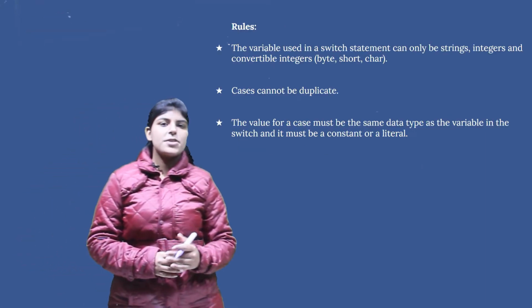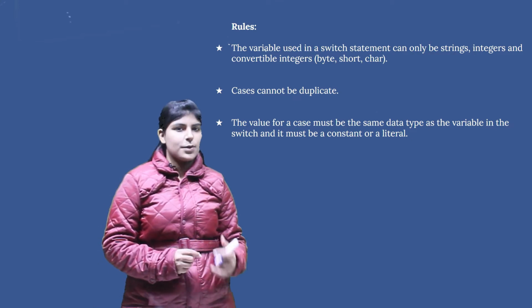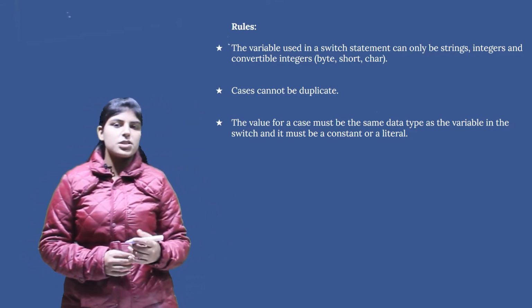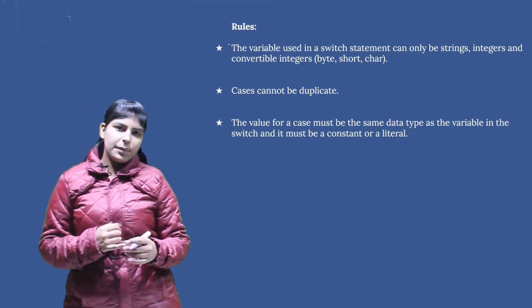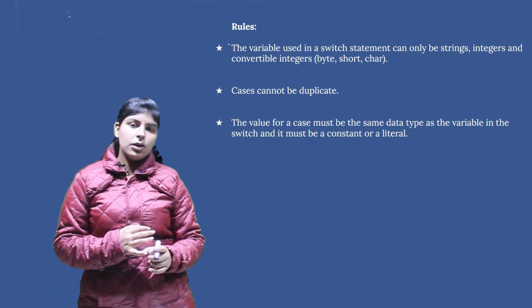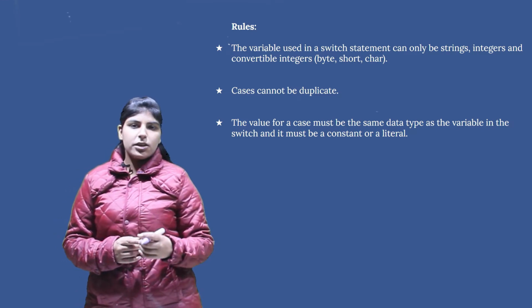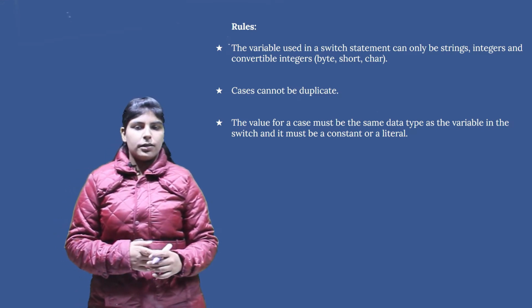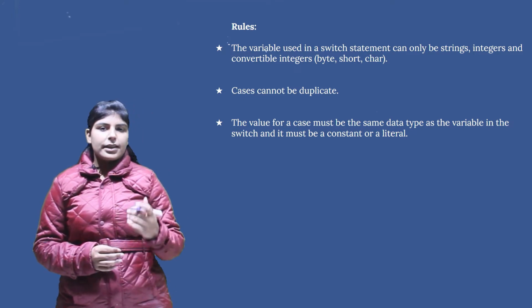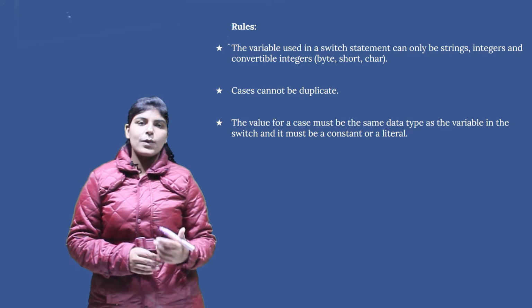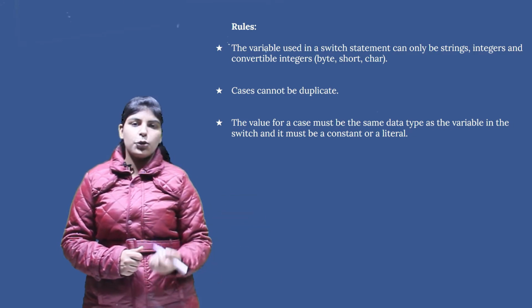So there are some rules which need to be followed when we are using a switch case. So the first one is the variable which is used in a switch statement. It can either be a string, integer, or the data types which are converted to integers like byte, short, or char. The next rule is the cases cannot be duplicated. We can have a case value only once. Otherwise, it will give an error that the case label is duplicate.